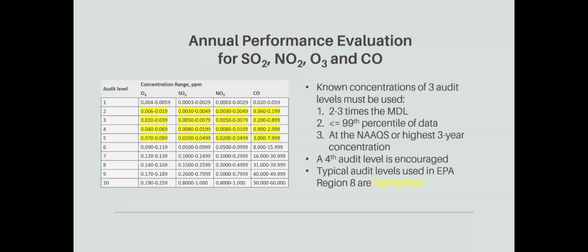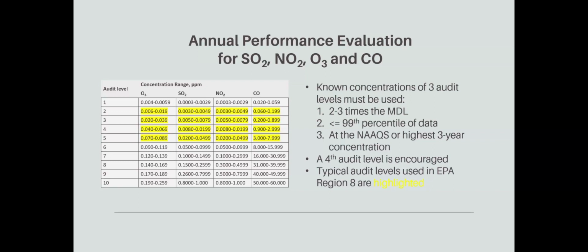These are all the audit levels for auditing the criteria pollutant gases. The CFR specifies that 3 of the audit levels must be run. First, at level 1, which is 2 to 3 times your MDL. Secondly, they want an audit concentration that's within the 99th percentile of your data. And the third one gives you leeway. It can be at the max or your highest 3-year concentration or whatever you deem is important for your program. A fourth level is encouraged.